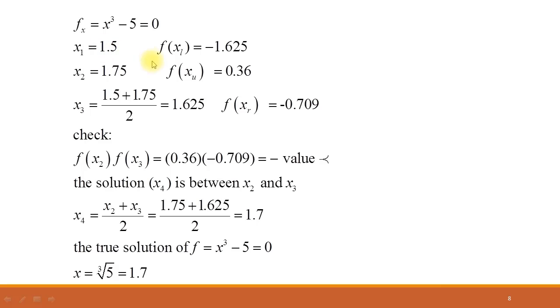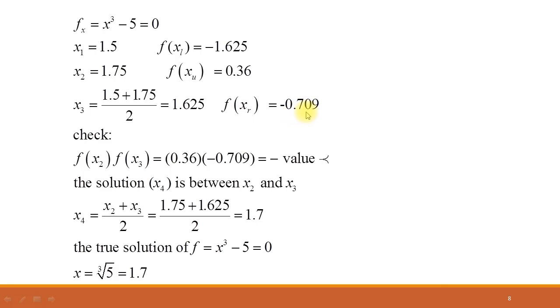Since the function has opposite sign at x1 and x2, the next root lies between x1 and x2. Now adding x1 and x2 divided by 2, this is the value of x1 and this is the value of x2. So 1.5 plus 1.75 divided by 2 is equal to 1.625. So this is the third root. Now putting this third root into the equation, we obtain minus 0.709.